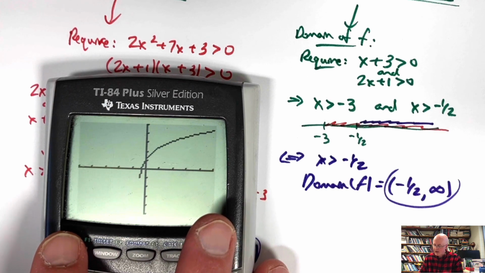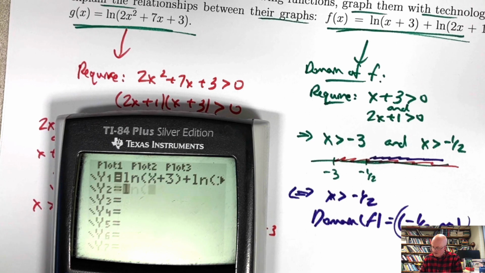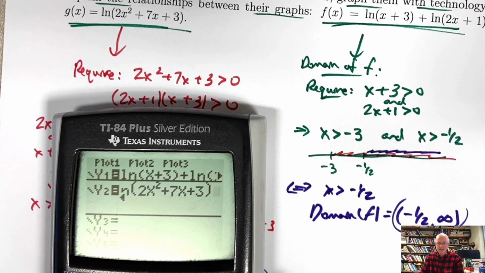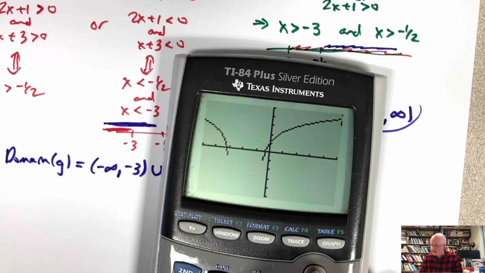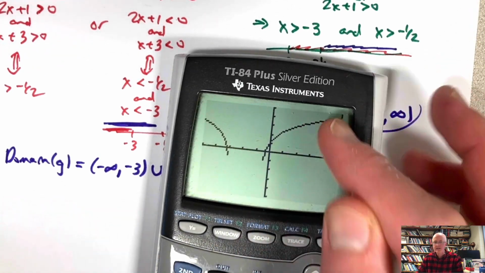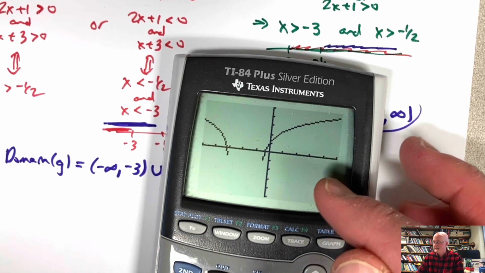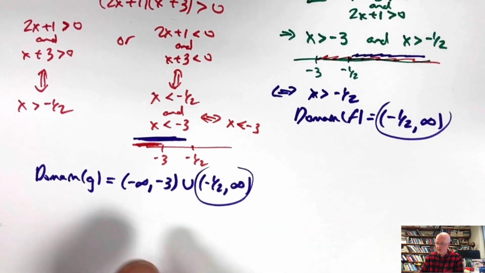Let me go ahead now and go back to my y equals screen and also plug in g of x, ln of 2x squared plus 7x plus 3. I'm going to see a new part to the graph to the left of negative 3. Here it is. But then when it continues, it redoes this part of the graph. Now you can't tell that for sure, but that is what's happening. These two functions are indeed the exact same function when x is greater than negative 1/2, but the g function is also defined on a bigger interval.